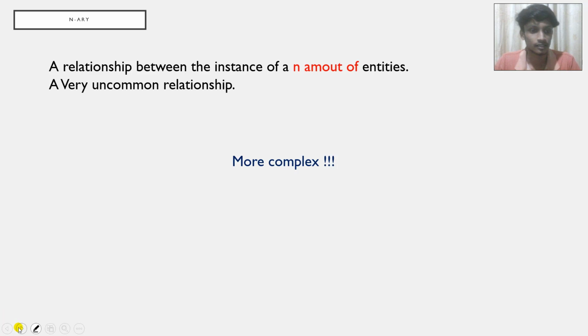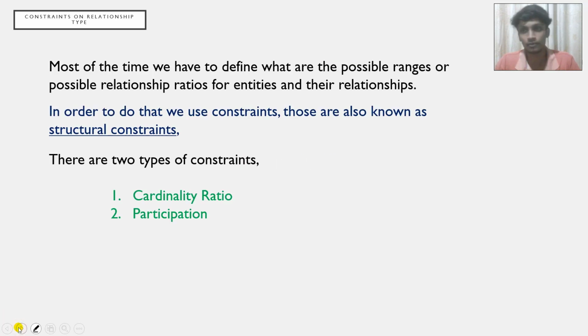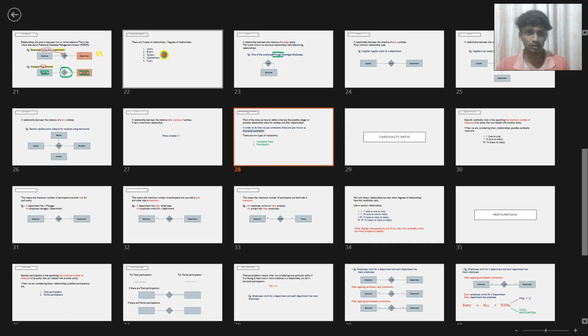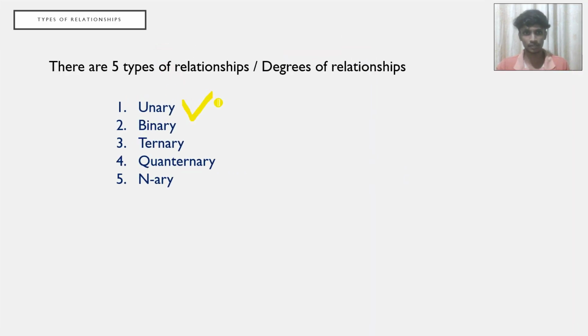So those are the degrees of relationships. If I move backward to the previous slide, we have discussed unary, which means only one, then binary, two, then ternary means three, quaternary means four, then n-ary means there will be n amount of entities in one relation.